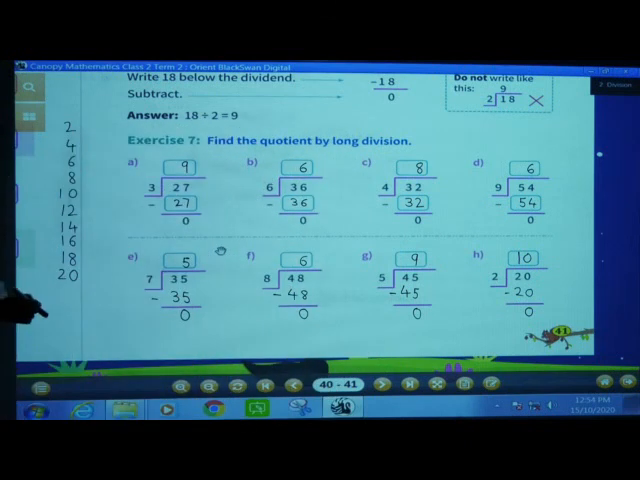We have to subtract 20 from the dividend. What is the dividend? 20. So 20 minus 20, 0. Okay.